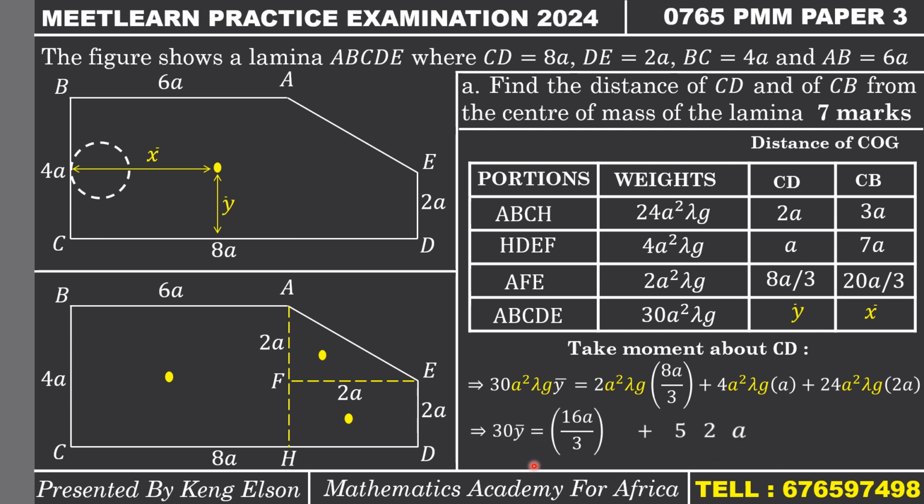So we are going to have 30 y bar equal to 16a over 3 plus 52a. 16a over 3 plus 52a will give you 172a divided by 3. So to get y bar, I will divide both sides by 30, and doing that, we just have to multiply this 3 with a 30 to get 90. So the distance of the center of mass of the whole lamina from CD is y bar equal to 172a divided by 90. You can further simplify to get your result.